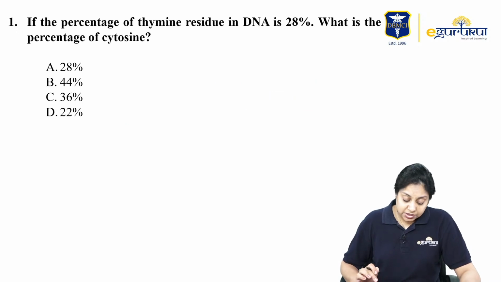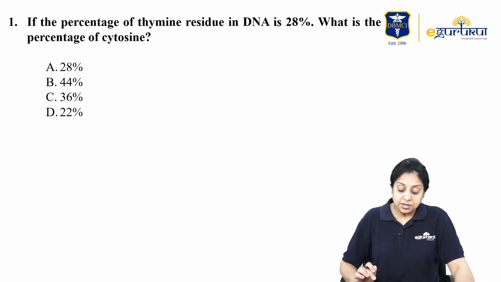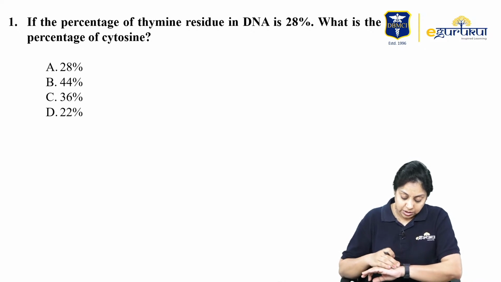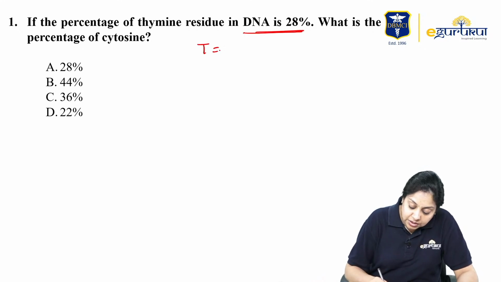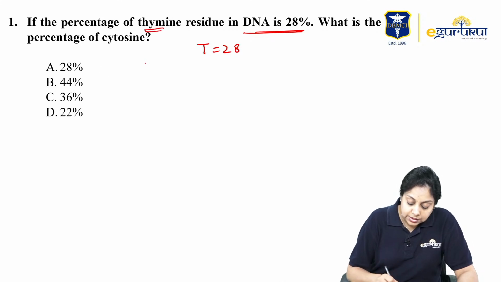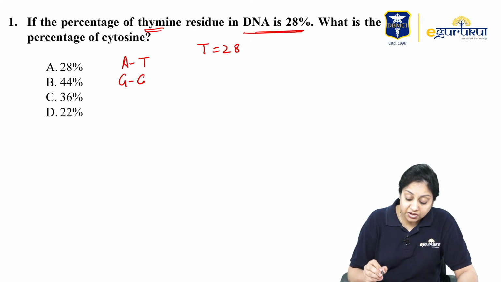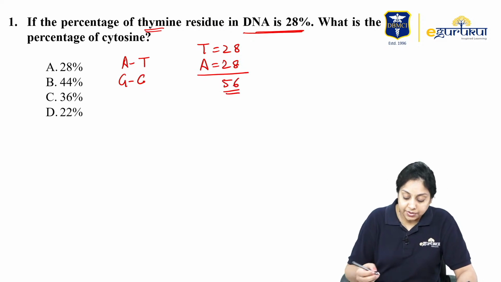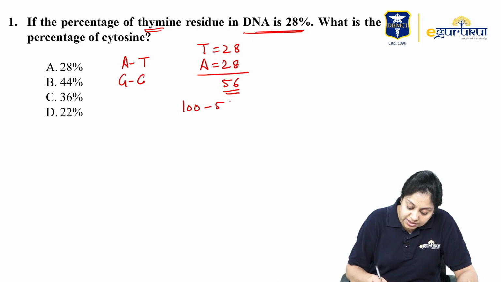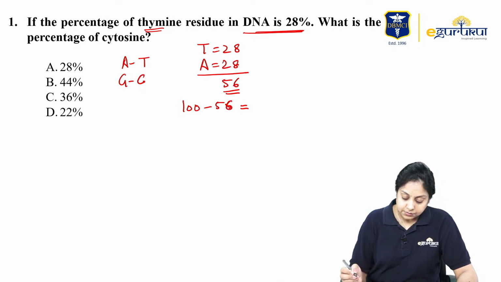NEET PG 2020 question. If the percentage of thymine residues in DNA is 28%, what is the percentage of cytosine? Very simple thing. Thymine is 28. What we know is that A base pairs with T, and G base pairs with C. If T is 28, then A will be 28, so together it is 56. Total is 100, right? So 100 minus 56 is 44.